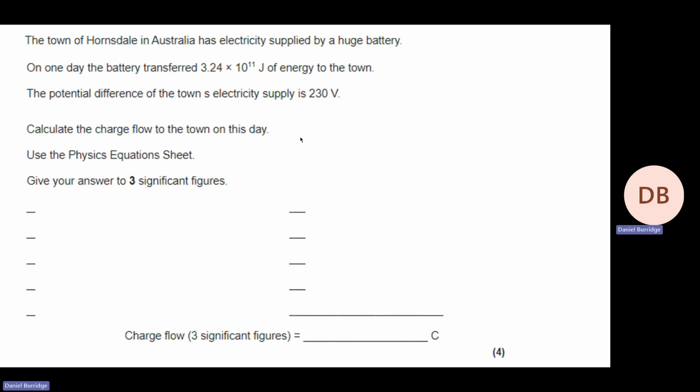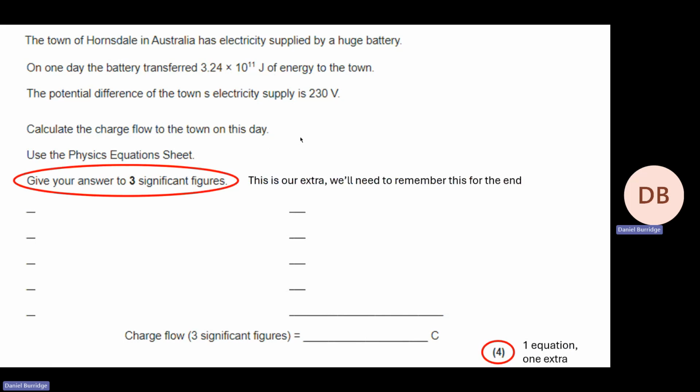And the very last thing it tells you, and this is why you want to be reading the question properly, is give your answer to 3 significant figures. So looking at the number of marks again, it's 4. That means 1 equation and 1 extra. That means that this is my extra, right? I still would want to check my other units and make sure that they're not just trying to catch me out, but my other units are in volts, which is the right thing, and joules, which is the right thing. So I don't actually need to do anything else. With that 3 significant figures, I just need to wait until the end to make sure I do that.